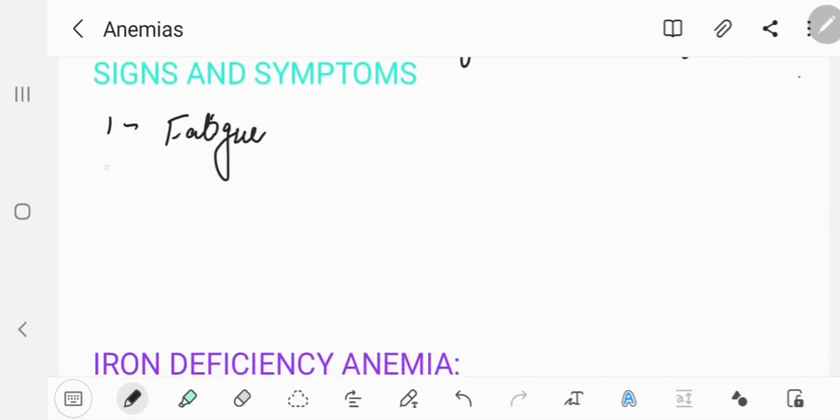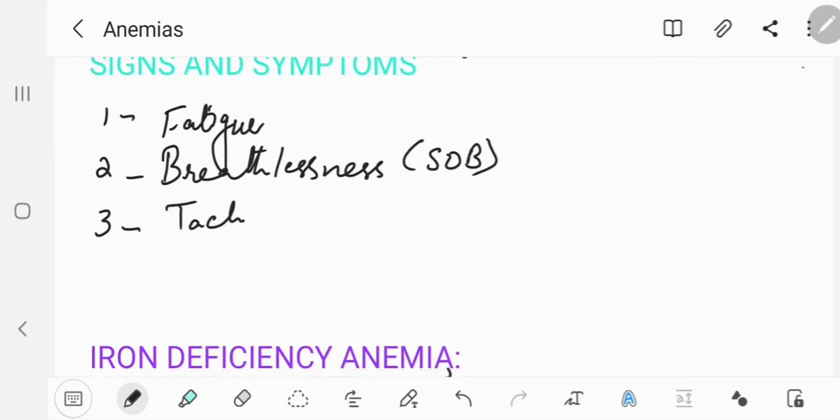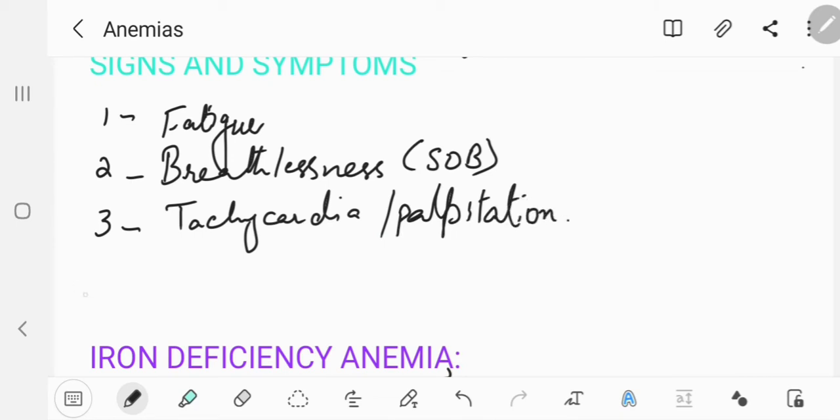A patient will present to us in an OPD with fatigue, breathlessness, or shortness of breath. They may present with palpitation as well, and on examination we will find tachycardia, that is increased heart rate more than 100 beats per minute. A patient may or may not have tachypnea, that is increased breathing rate, as well.